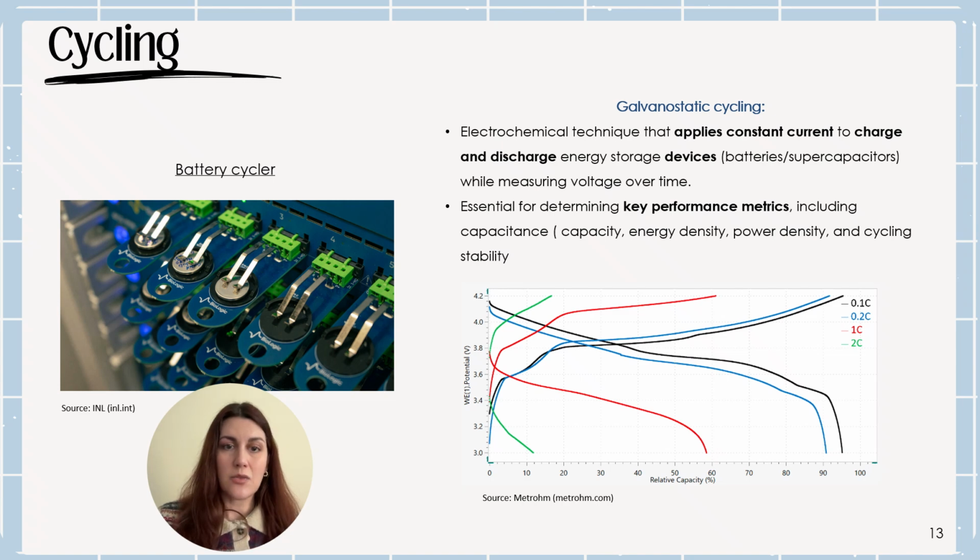From cycling data, we can also evaluate energy density, power density, and cycling stability. Energy density reflects how much energy the device stores, while power density describes how quickly that energy can be delivered. Cycling stability refers to how well the battery retains its capacity over many repeated charge and discharge cycles. So in summary, galvanostatic cycling is one of the most practical and informative techniques in battery research because it links electrochemical behavior directly to real device performance.